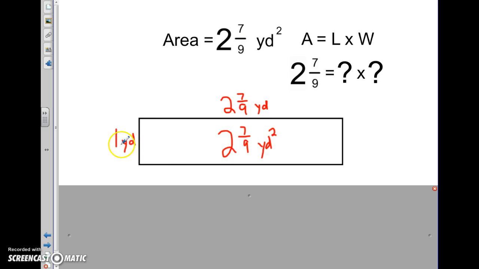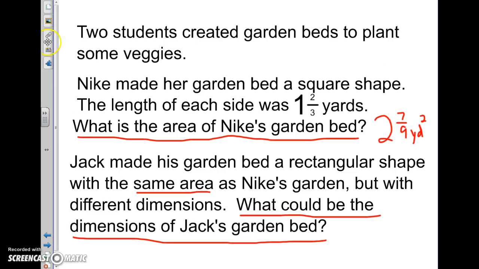Okay, so that'll give us one option, because remember it says what could it be? Are there other possibilities? There definitely are. There are several different dimensions that we could use to get this area, but this is one of those possibilities. So we just found the answer to the second part, which again, one of the options could be 1 yard by 2 7/9 yards, and sorry about the sloppiness.